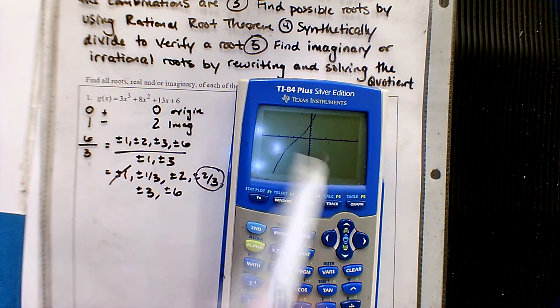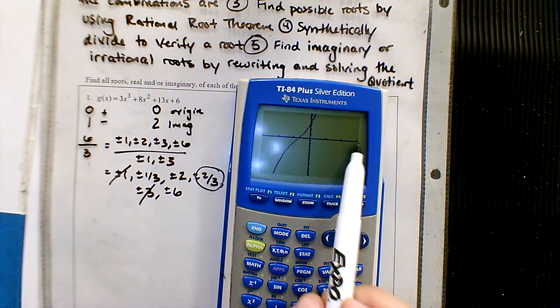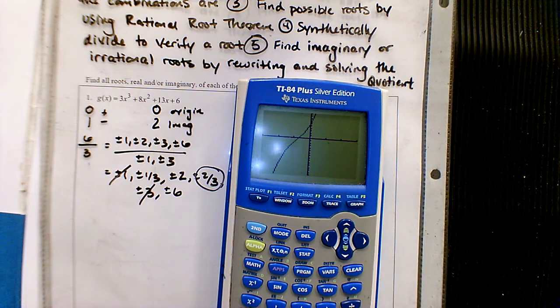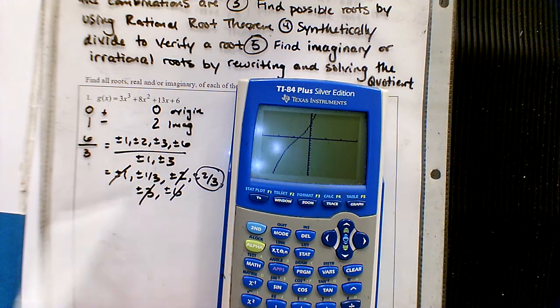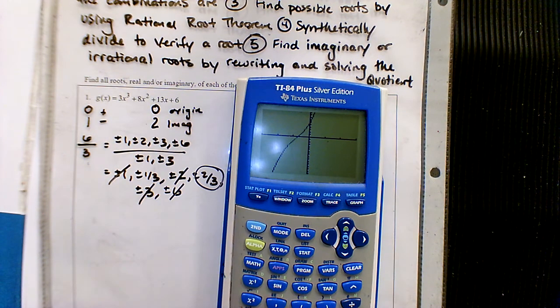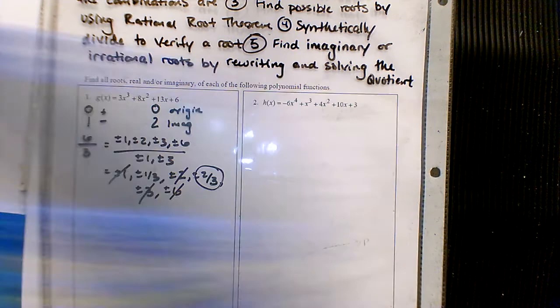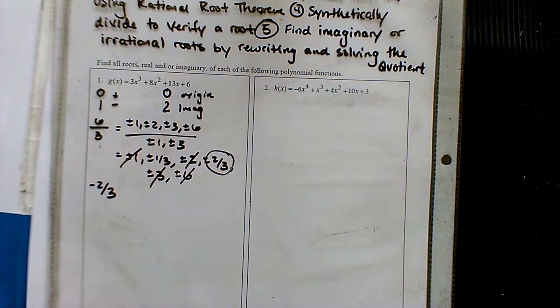1 doesn't make sense because we don't go through positive 1 or negative 1. We definitely don't go through positive 3 or negative 3. We don't even have 6 graphed. We don't go through positive 2 or negative 2. So the only ones that are really left are 1/3 and 2/3. And since that x-intercept seems fairly close to negative 1, the 2/3 makes a little bit more sense than the 1/3. Okay, it's a bigger fraction. So we'll go ahead and test negative 2/3 using our synthetic division.